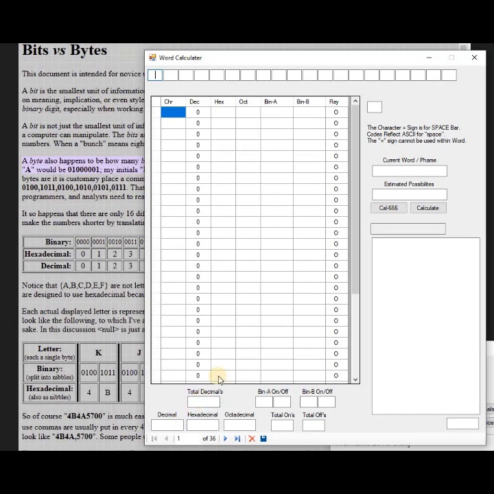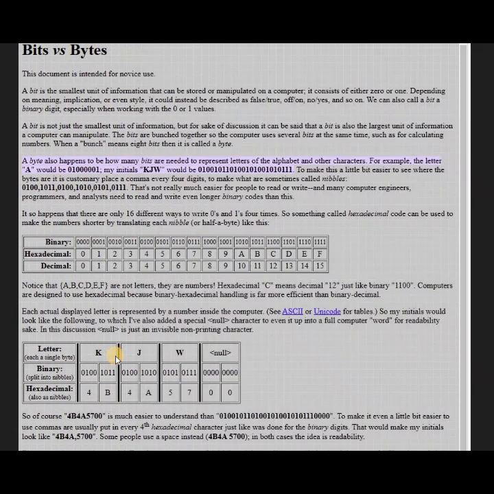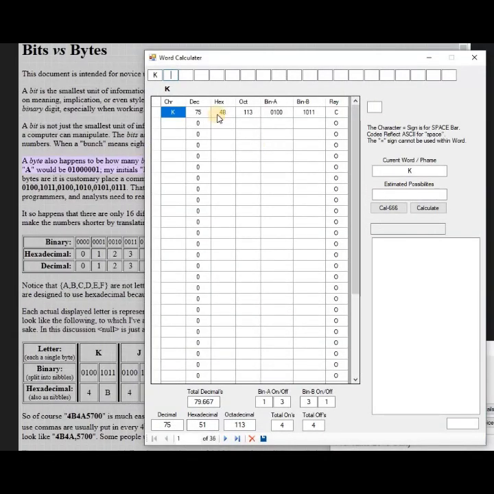So let me enter the letter K, for example, so that we can look at that, and you see that it returned back the 4B, which is the hexadecimal for the letter K. Okay. Now, in this case, because I can't add B up, what I did was just look at that as being a 40 and the B being 11. And so that's why it totaled to 51.